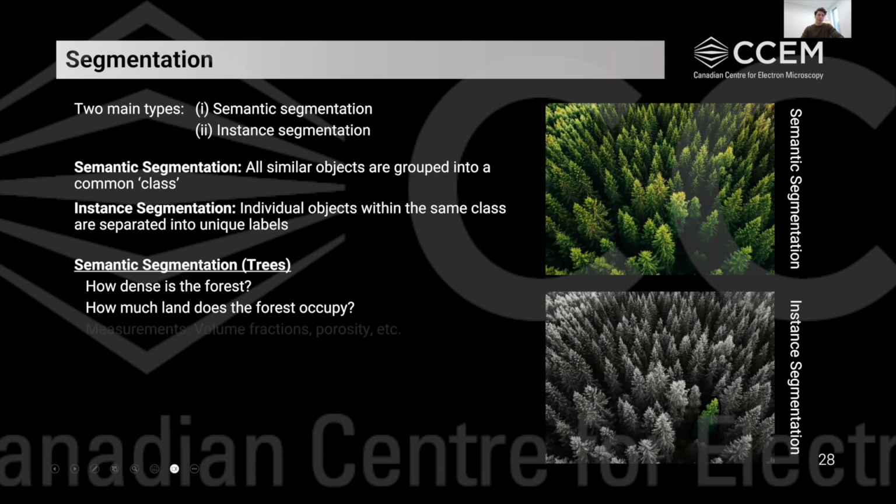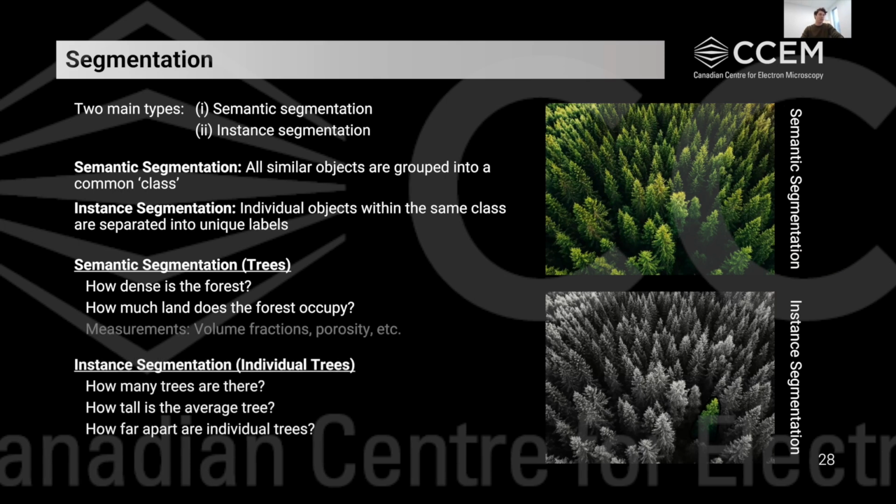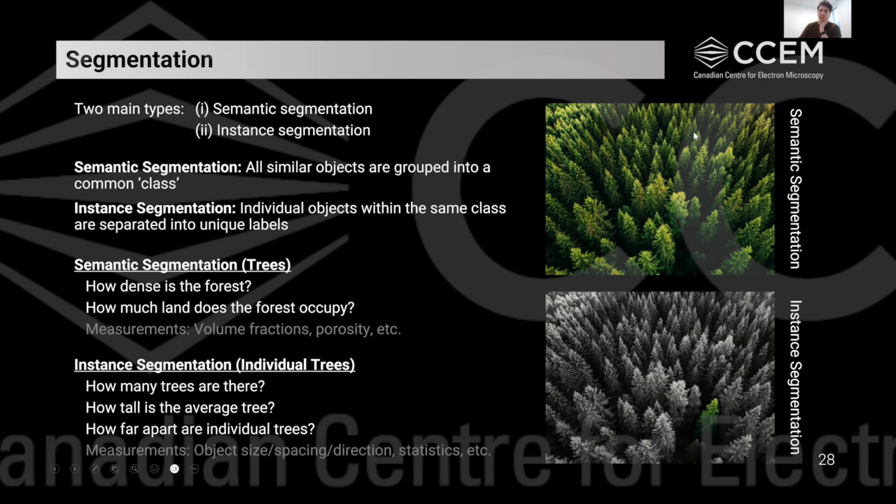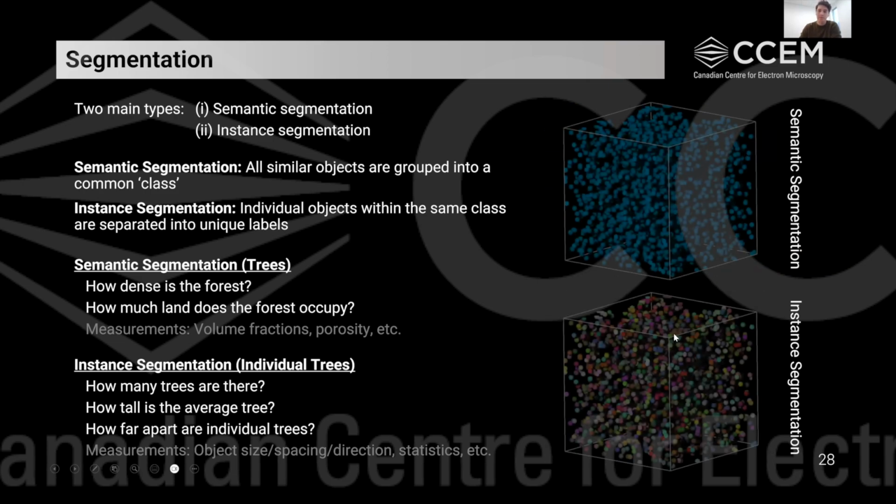But with the semantic segmentation, we can't answer questions about individual trees in the forest. So we can't say how many trees are there. We can't tell how tall is the average tree, and we can't tell how far apart these trees are spaced. So if we want things like statistical measurements, we need to be able to take this semantic segmentation of our 3D data and partition it into an instance segmentation.